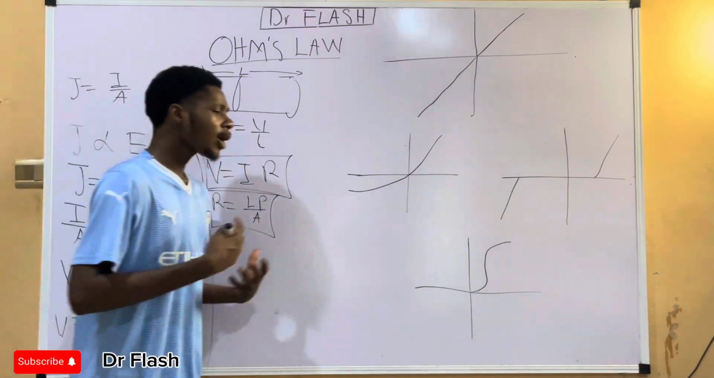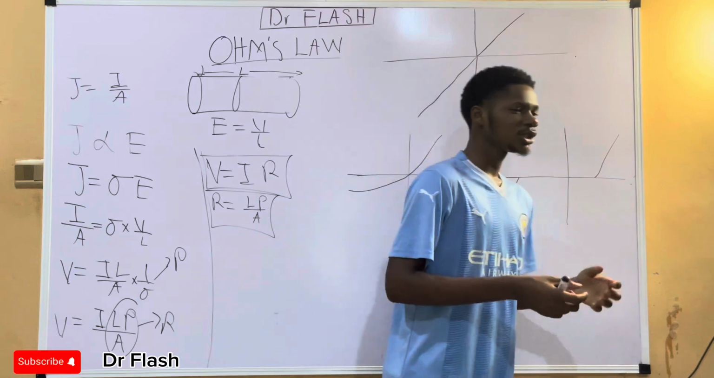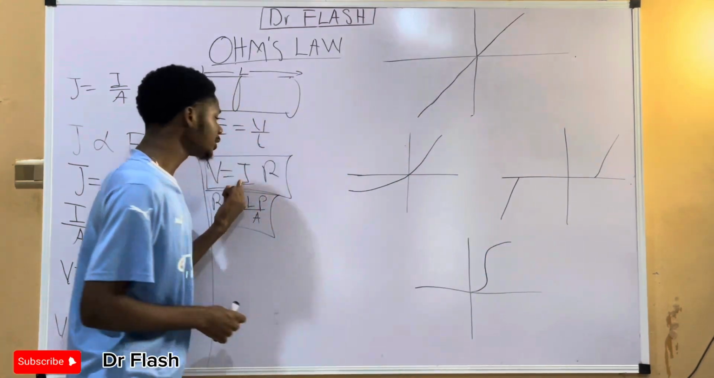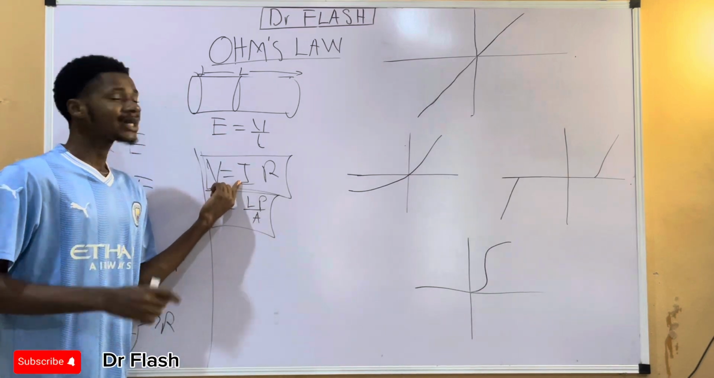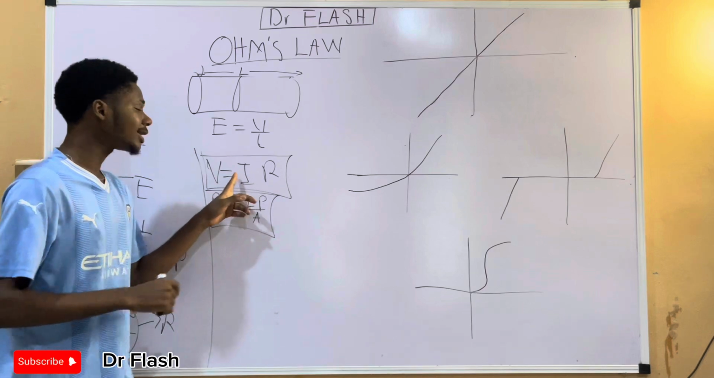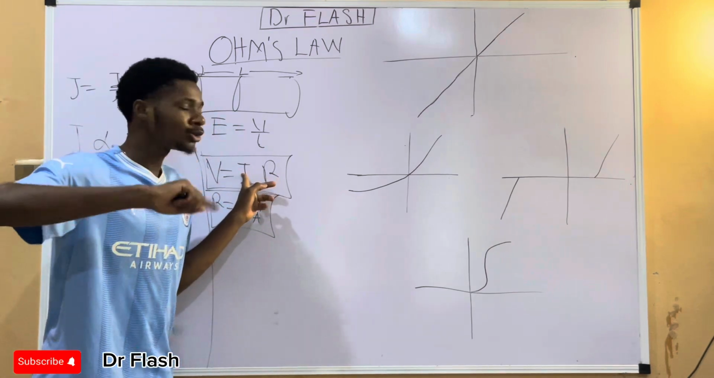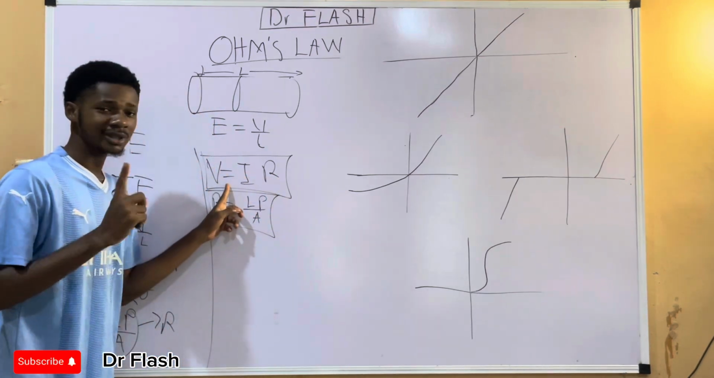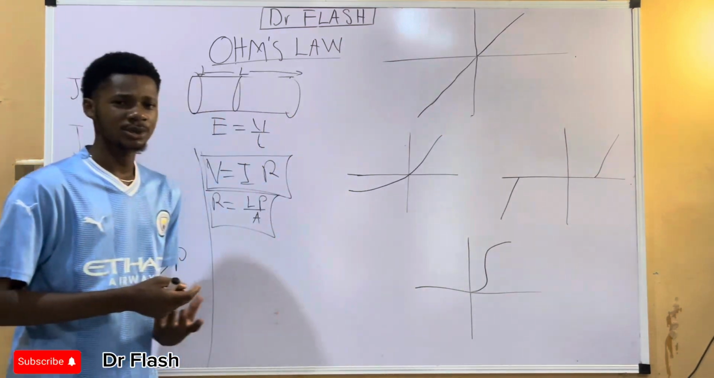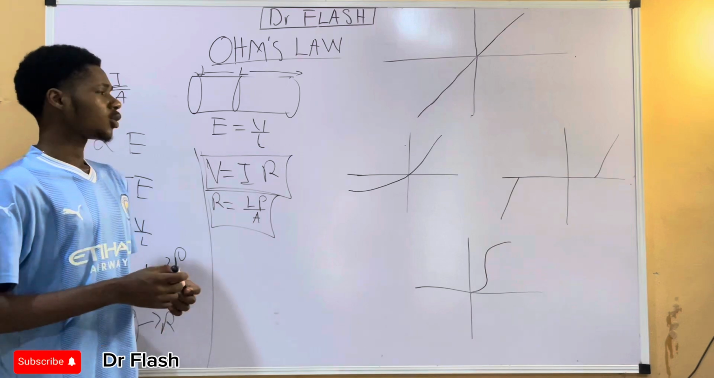IR. Now how about when we plot the current against voltage for various materials, of which we know that it is not all materials that will obey this law, not all conductors in fact. That is why when I gave the definition of Ohm's law, I said metallic conductor. Take note, I did not say a conductor, I said rather what now? Metallic conductors.